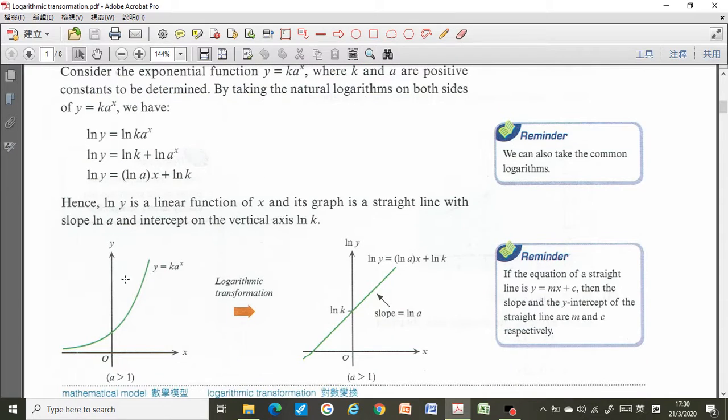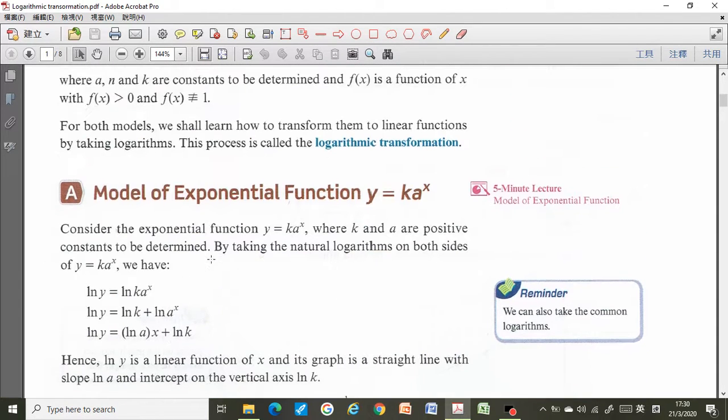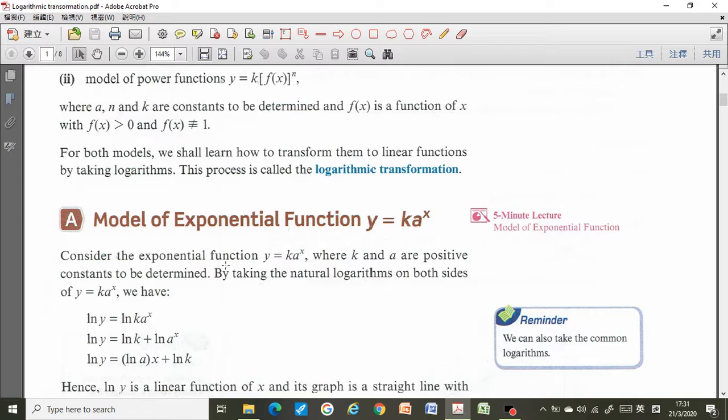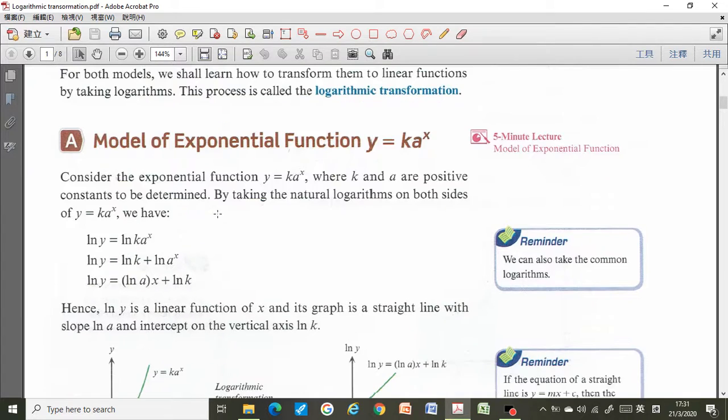So we try to use a graph paper also, but change the y-axis and the x-axis with a different symbol. Now let me show you the first model, the exponential type: y equal to k a to the power x, where k and a both are positive, and a must not be equal to 1. By taking logarithm on both sides, which log will you take? Because natural log is more common, we always use this one. But you can also use the common log, because your calculator also provides this common log.